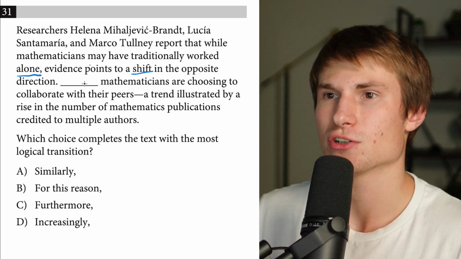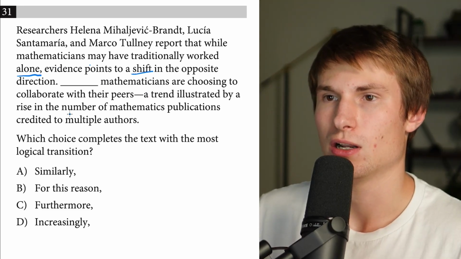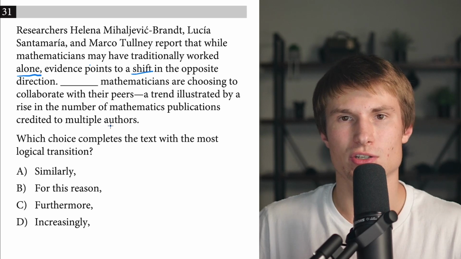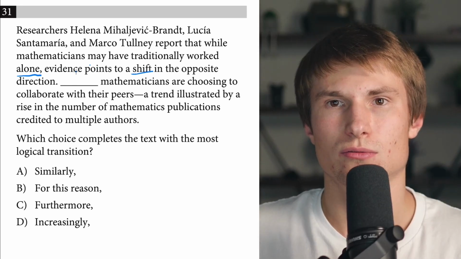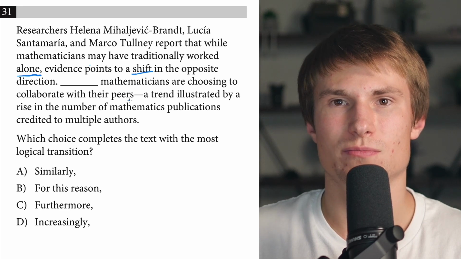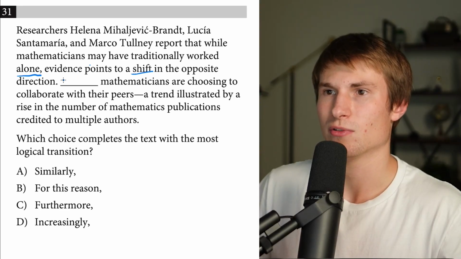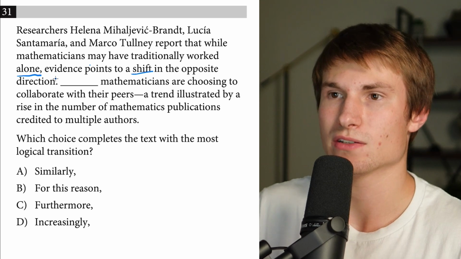Then we have mathematicians are choosing to collaborate with peers, a trend illustrated by the rise in the number of mathematics publications credited to multiple authors. Okay, so in this case, we are stating that they are choosing to work with peers. That's pretty much an example of what came before it. So I would probably be looking for something along the lines of, for example, here.